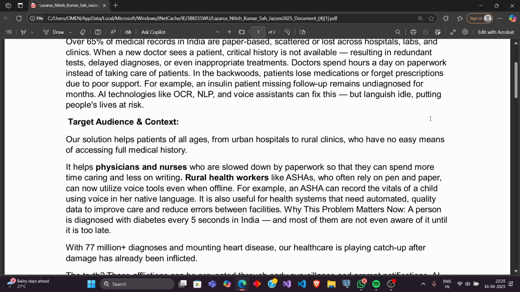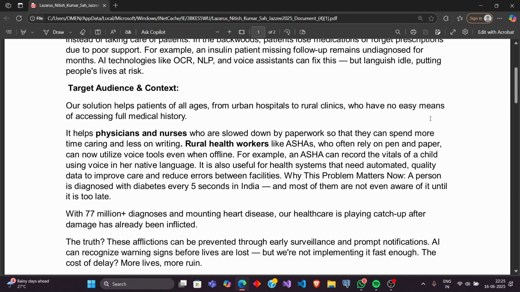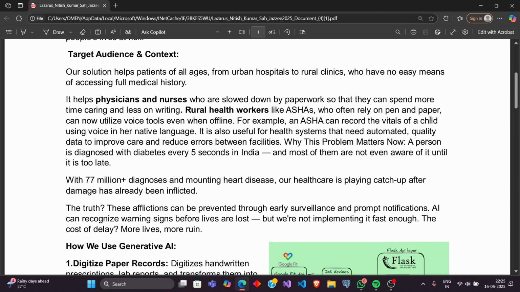Moving on to the target audience, our solution helps patients from all ages. On top of it, we are mostly targeting rural health workers in rural areas because in rural areas especially, people have a very low doctor to patient ratio. And at that time, there is a strict need of these automations so that more and more people can be treated, more and more patients can be handled.